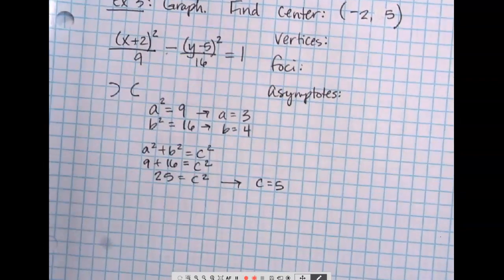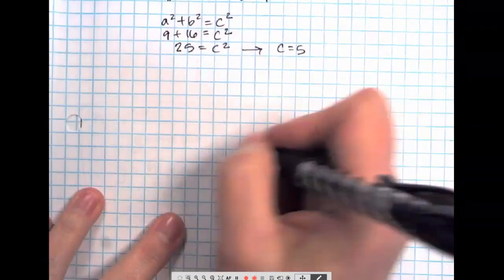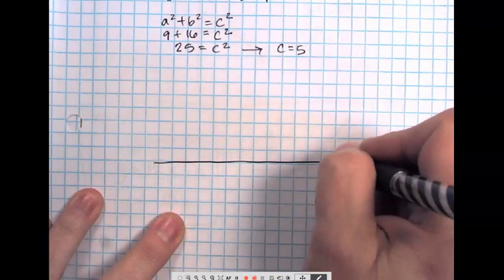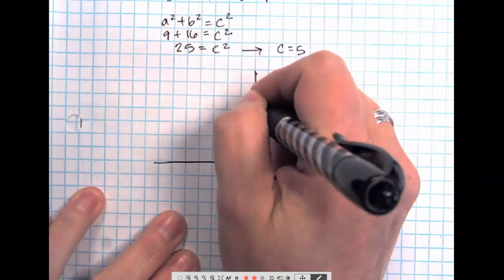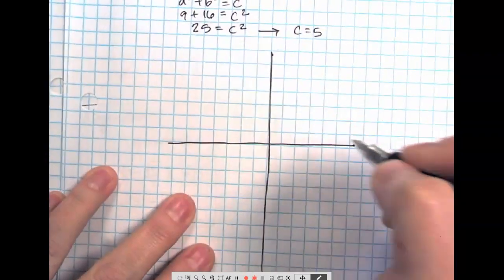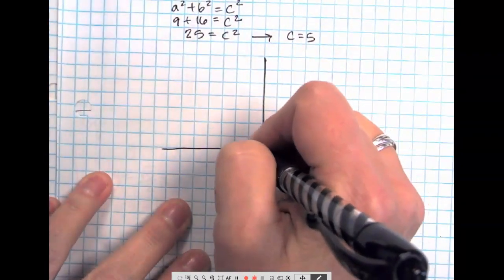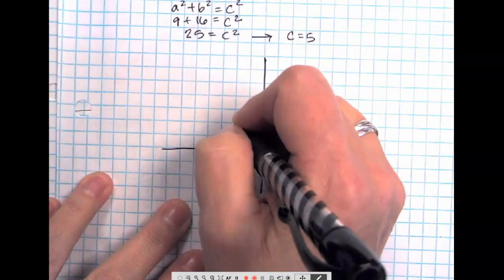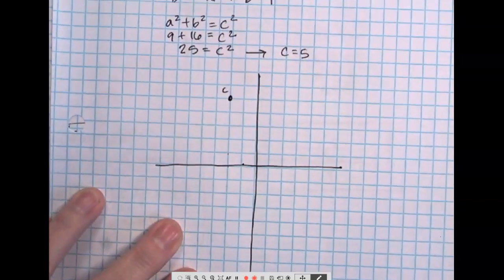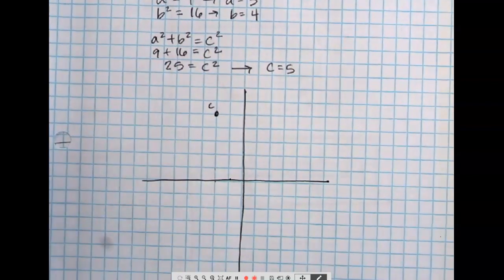Alright, so 2, -5, that will be in my second quadrant. I said that backwards, didn't I? -2, +5. That's the center. Ooh, might need more space.